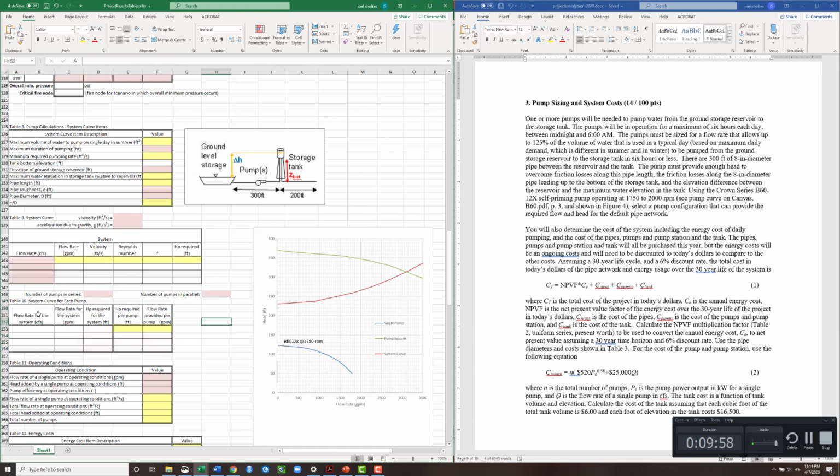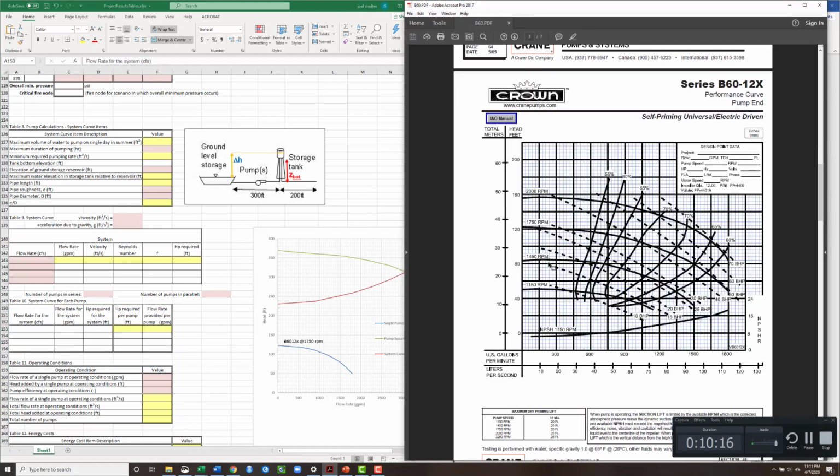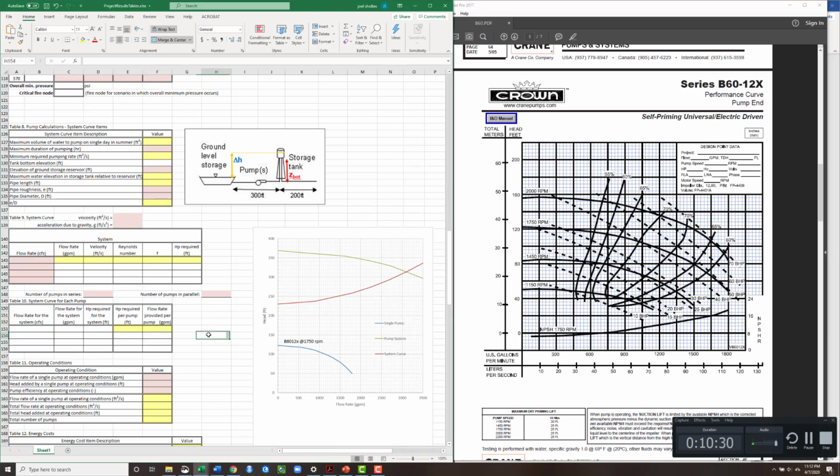So the reason why we calculate the system curve for each pump is so that we know the efficiency at which this pump is operating. For a given flow rate, we can then go back to our pump curve and say, okay, each individual pump is providing such and such head and such discharge. And then we can go back and calculate the efficiency that pump's operating at. So that's the reason we do that.